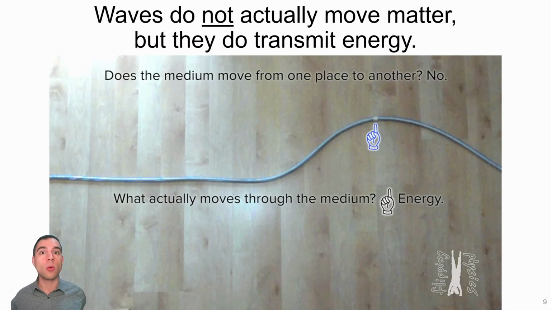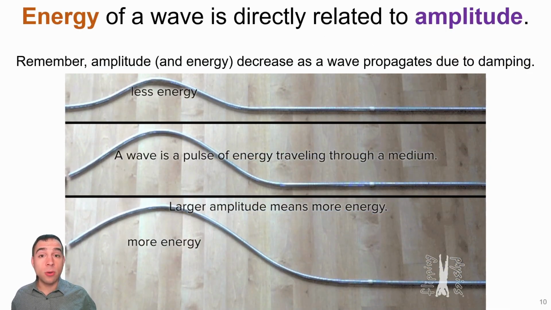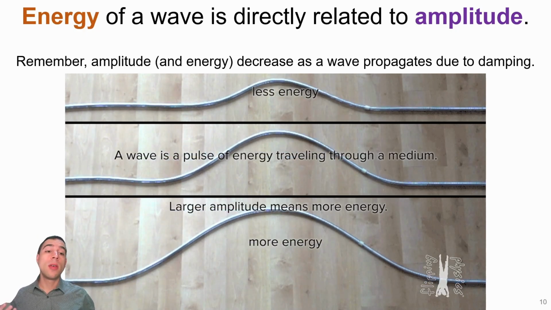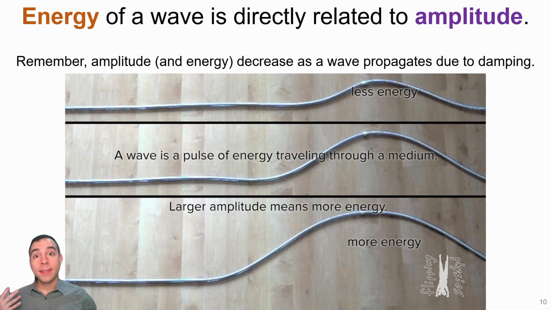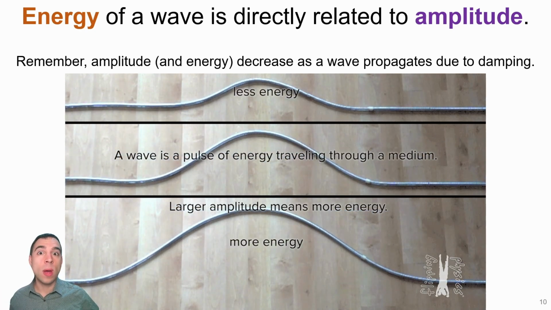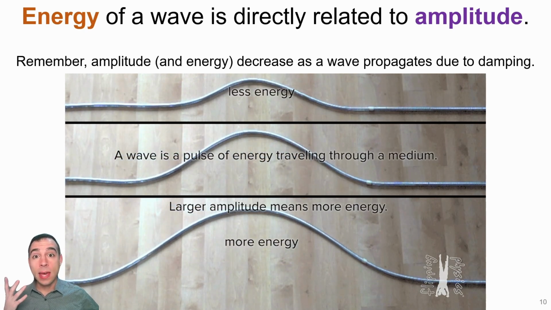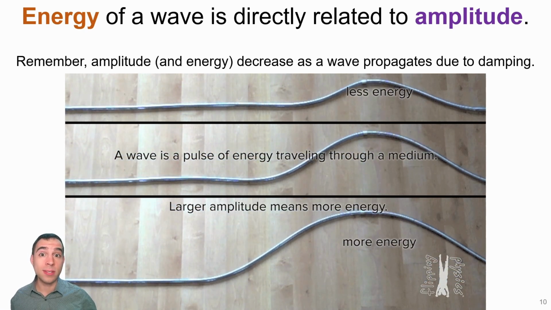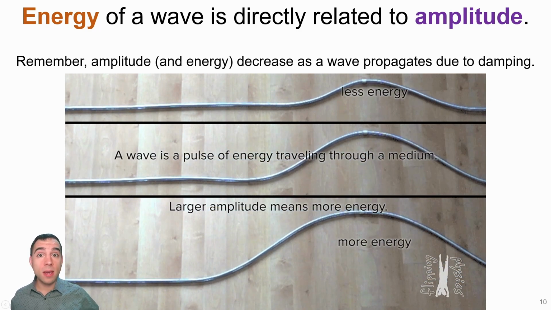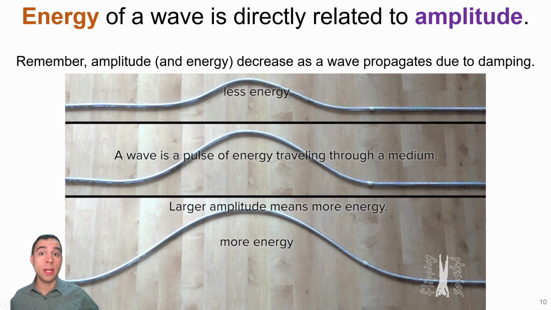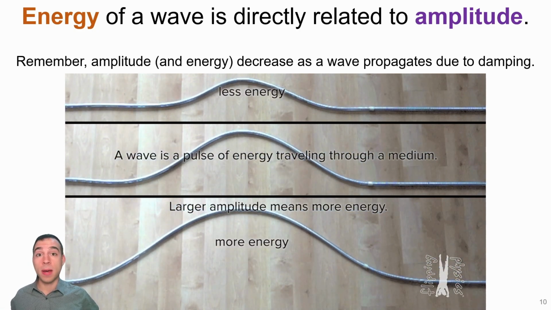Because they have an amplitude, we know that a wave has energy. The energy is directly related to the amplitude of a wave, so the larger the amplitude, the more energy that wave will transmit. And remember that the amplitude goes down as a wave oscillates and propagates due to damping. So overall, the amplitude is going to go down for a wave as it travels, as well as its energy. We can see an example of a small amplitude, medium amplitude, and large amplitude in the string under tension, and here we have different amounts of energy that are being transmitted by these waves.